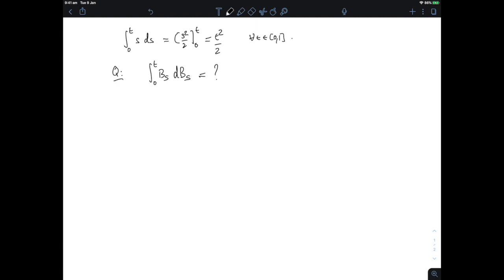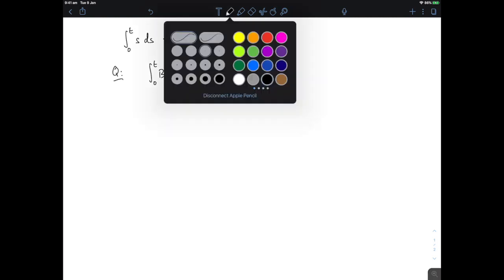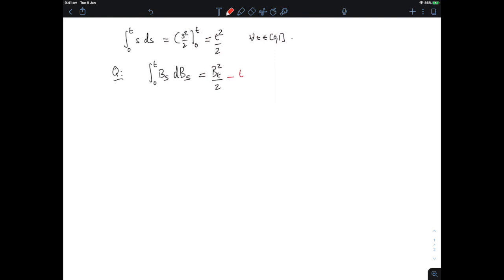But that cannot be, because we know that the Ito integral sending a process to a process has to give us a continuous martingale, and we also know that B_t squared over 2 is not a martingale. In order to make it a martingale, we need to correct it, and we need to add a term minus t over 2. And indeed, this is going to be the answer, not the question. So the answer to the question is that the integral of B_s dB_s from 0 to t is B_t squared over 2 minus t over 2.